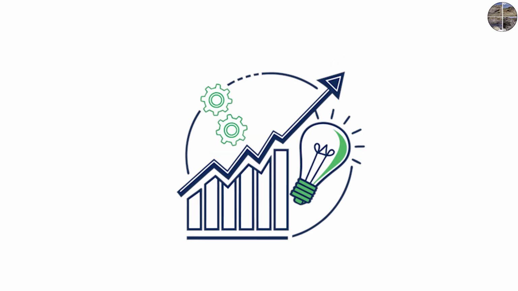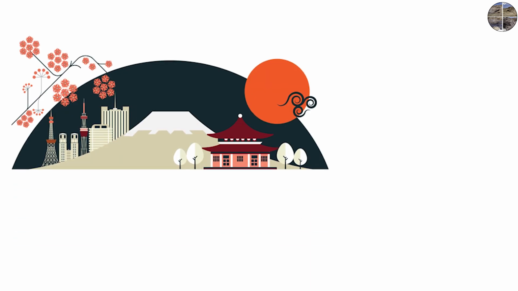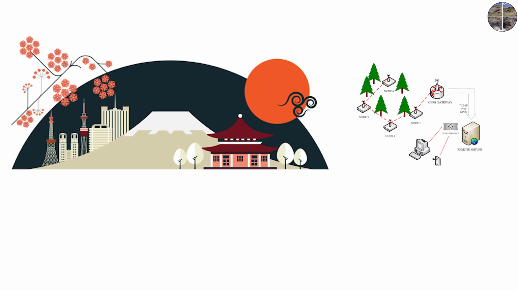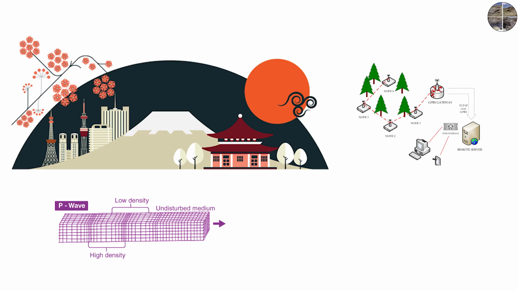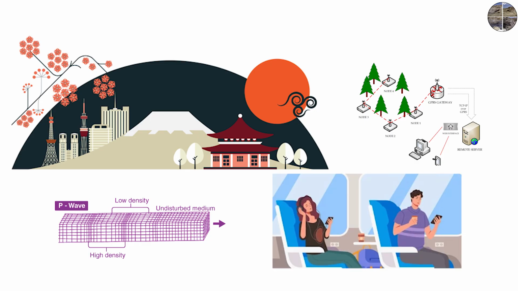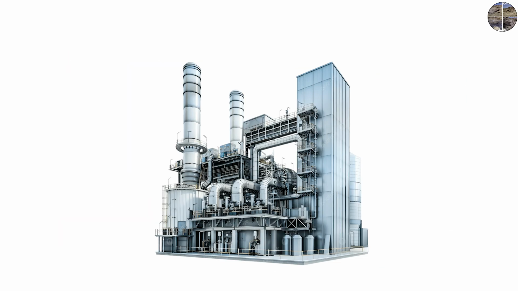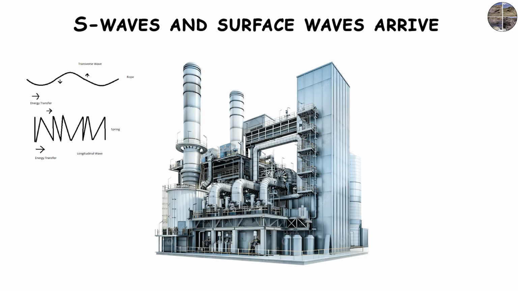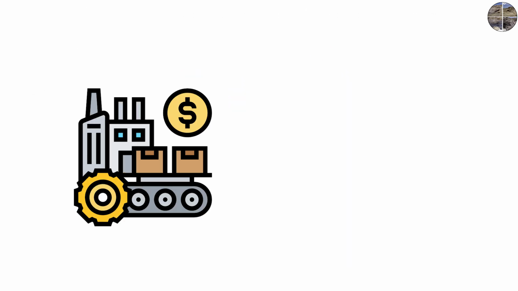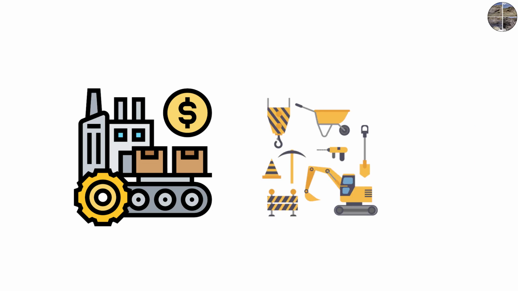Early warning systems are an important development. In countries like Japan, networks of sensors can detect the first arriving P waves and send alerts to phones, trains, and power plants seconds before the stronger S waves and surface waves arrive. Even a few seconds of warning can give people time to take cover or shut down critical equipment.